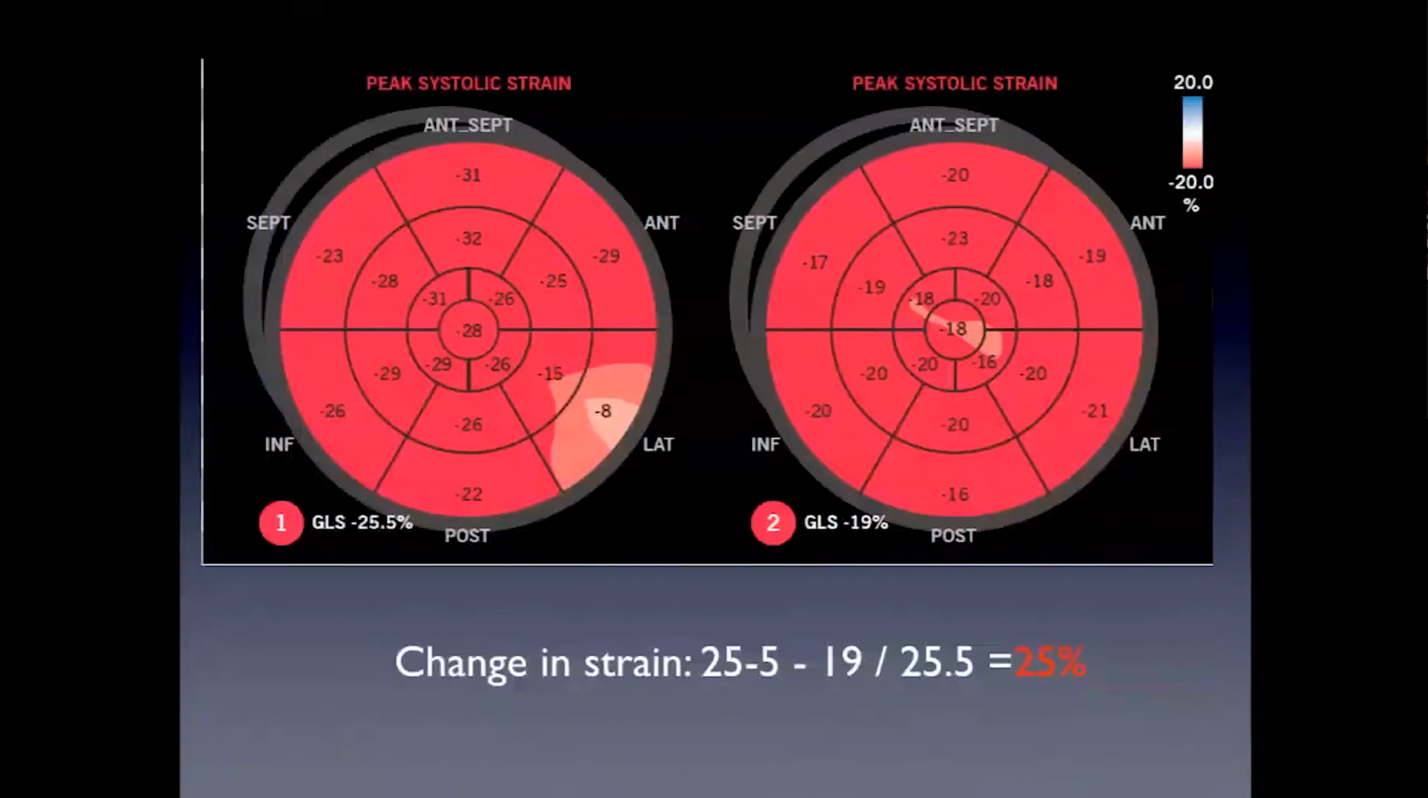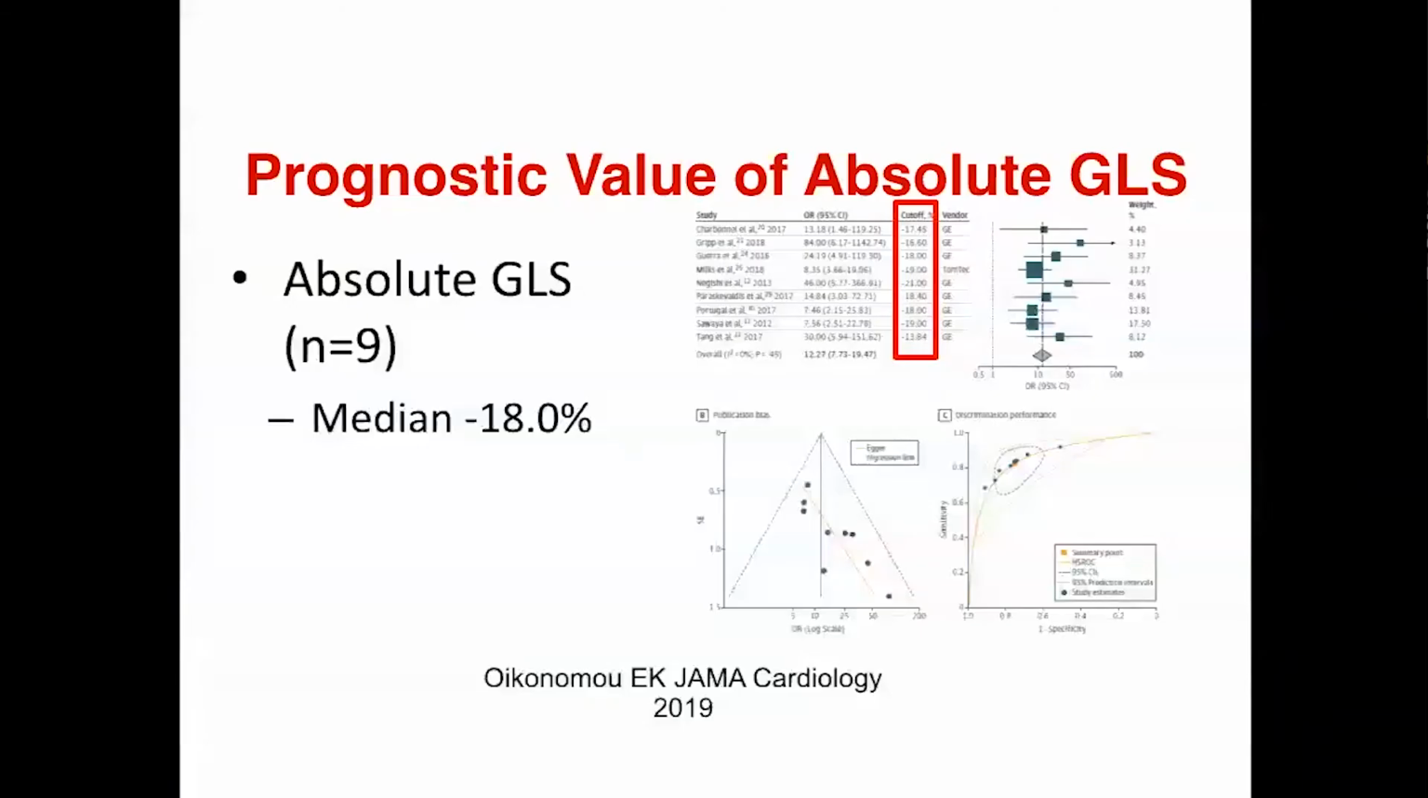This is the way that we calculate it. So this is the bull's eye for a patient that was completely normal at the beginning, minus 25.5. I told you that the more negative, the better. So normal is about minus 18, so minus 25.5 is like super duper normal. And this is what happened during treatment with trastuzumab, went to minus 19. So if you do the math, that would be a 25% reduction. So this is somebody that is not liking the therapy and that is getting into trouble.